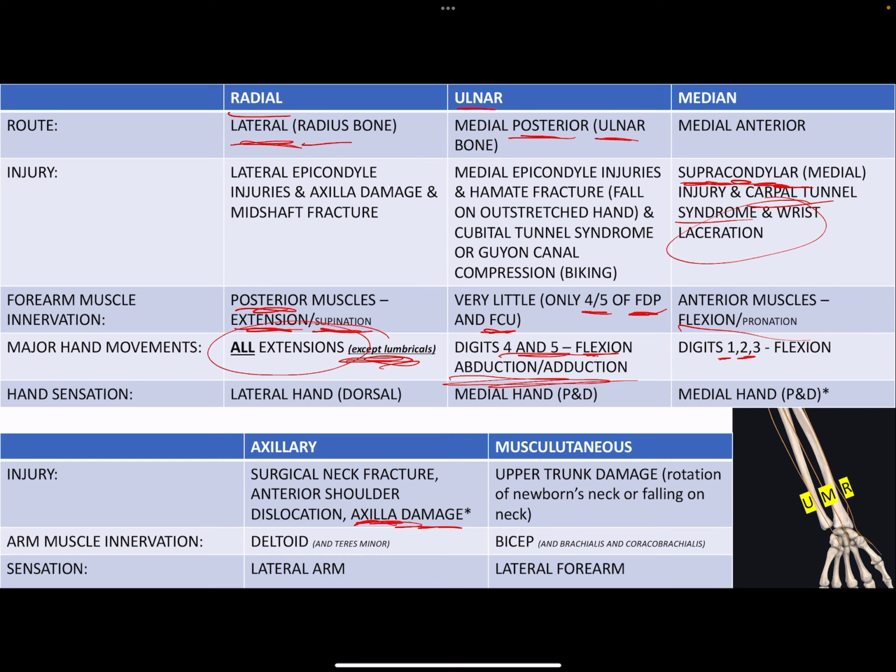Axillary sensation is the lateral arm, the upper arm. The musculocutaneous sensation is the lateral forearm.